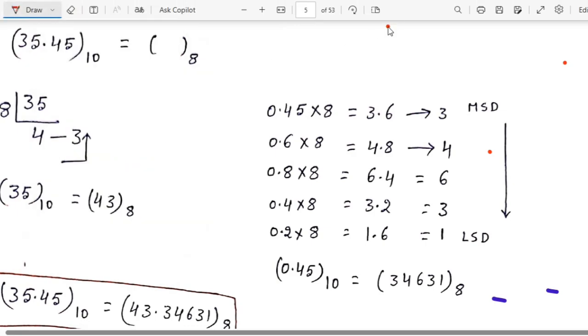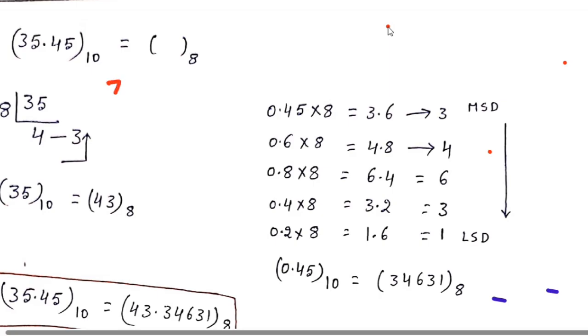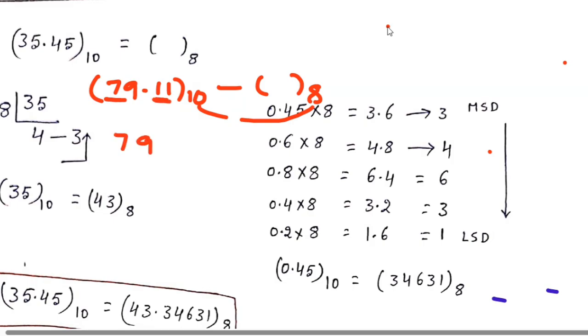I am taking 79.11, a decimal number. I am going to convert it into the octal number system. Decimal to octal. There is an integer part and a fractional part. First the integer part, 79, must be divided by 8. 8 times 9 is 72, remainder 7. Again divide by 8: 8 times 1 is 8, remainder 1.